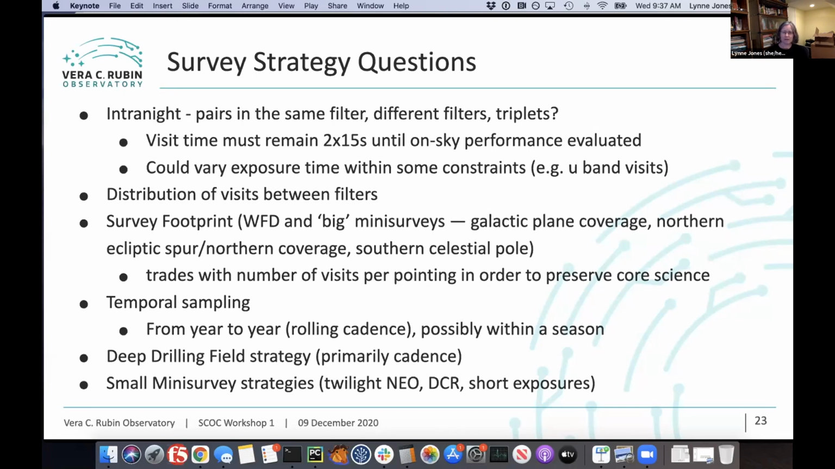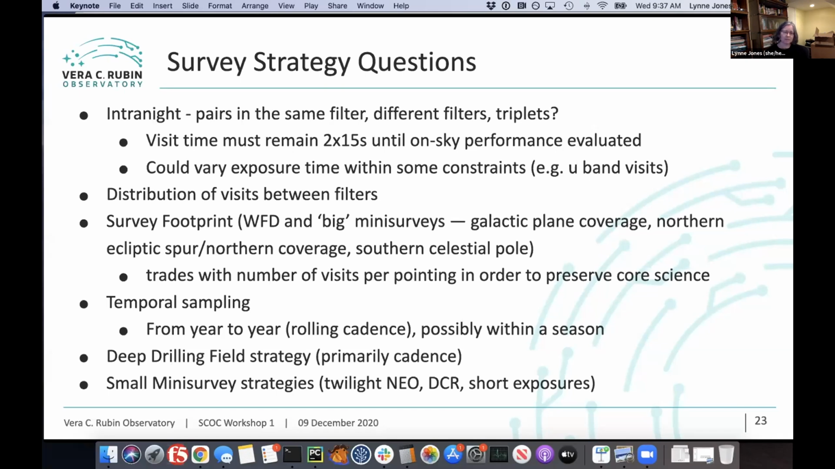looking at the simulations we've done, because these big mini surveys are big enough that they do interact with the WFD deep, and plus if we redefine what the WFD deep is, then that affects these big mini surveys as well. So understanding what the whole survey footprint should look like and deciding this is an important question. And it does have a trade with the number of visits per pointing in order to preserve for science.